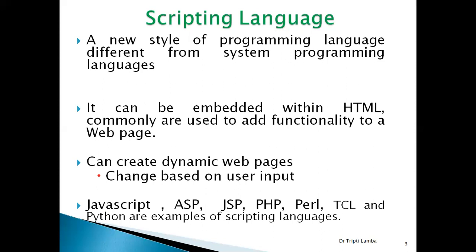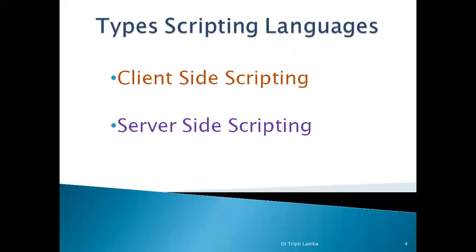We have many different kinds of scripting language. They are JavaScript, ASP, JSP, PHP, Perl, TCL, etc. These are examples of scripting languages, like Python, Perl, PHP, JavaScript. Now we can broadly classify our scripting languages into two categories. They are client-side scripting languages and server-side scripting languages.